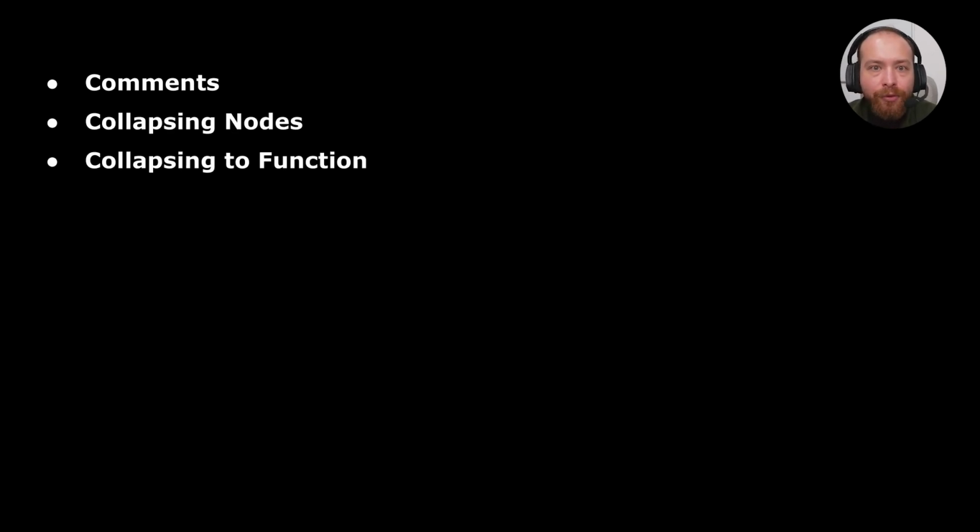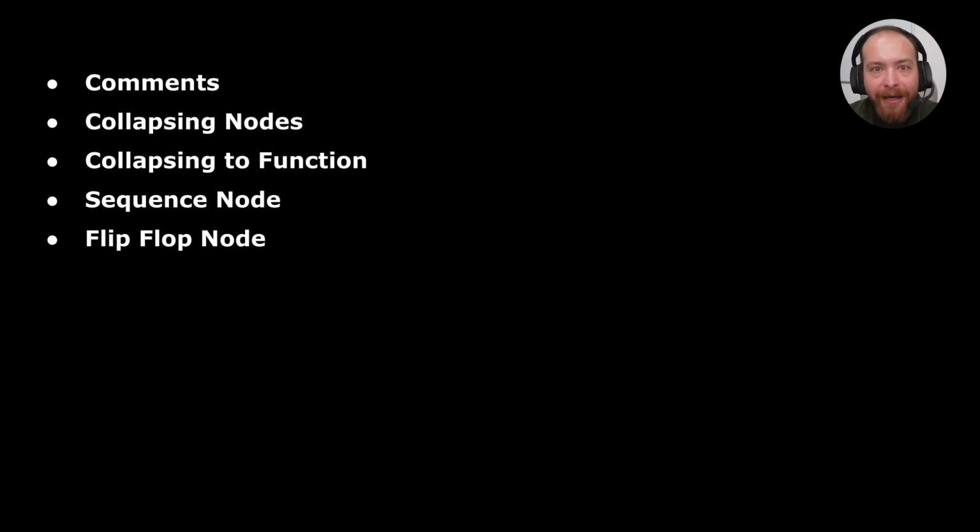Then we will encapsulate our nodes with the comments. Then learning the technique of collapsing your nodes and collapsing them to a function. Then we will learn what sequence and flip-flop nodes are and how they can help to improve our overall algorithm's readability. Then we will conclude our tutorial by aligning blueprints. With this being said, let's start with the definition of what clean code is.